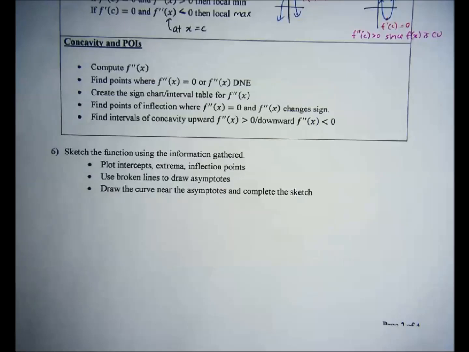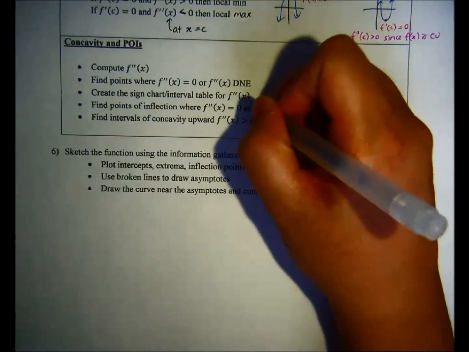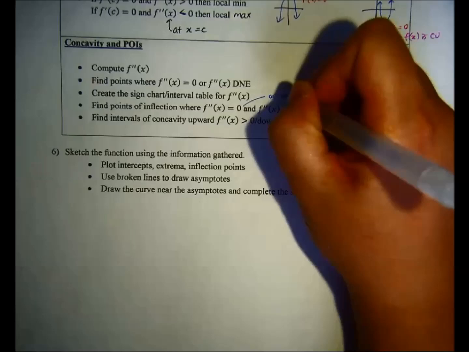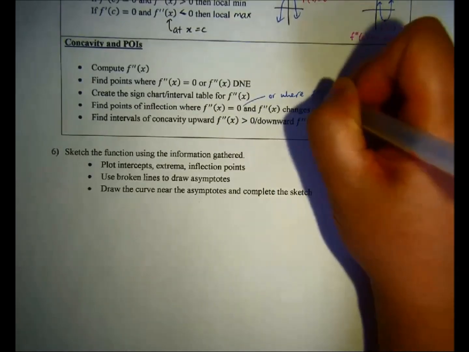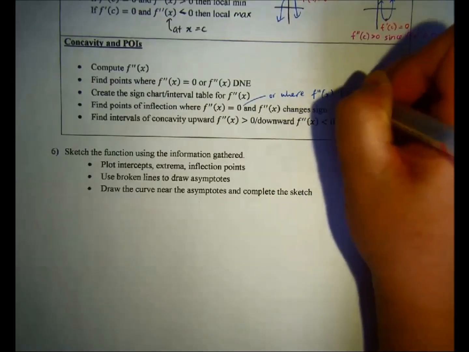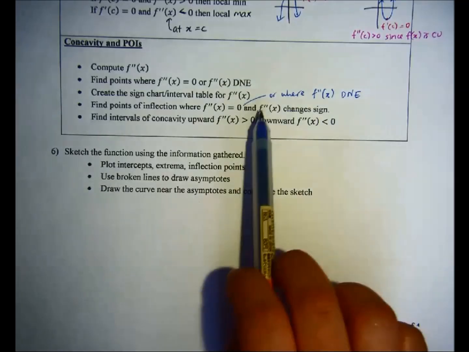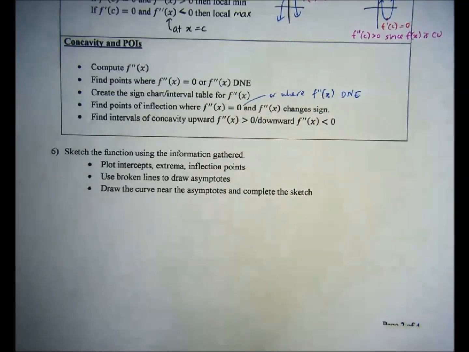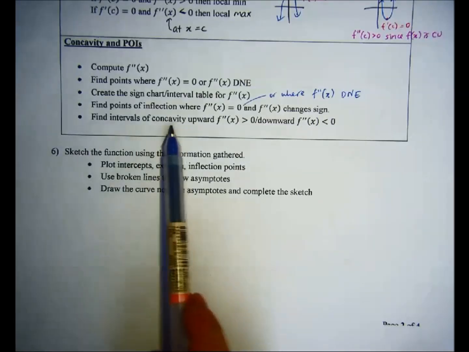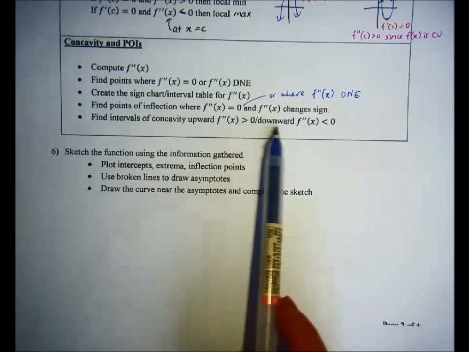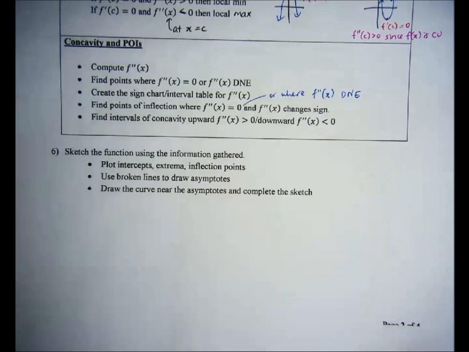I will add in also that it could be where the second derivative does not exist, such as at an infinite slope point. The second derivative won't exist at an infinite slope point, but the second derivative does change signs to the left and to the right of that point. So that's why it's a point of inflection. And just keep in mind that the function is concave up when the second derivative is positive, concave down if the second derivative is negative.